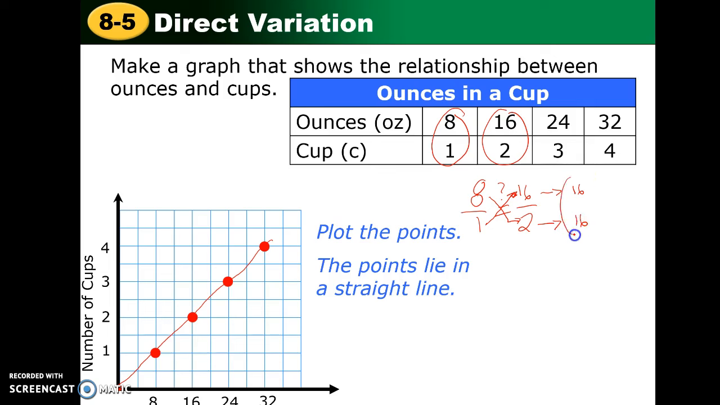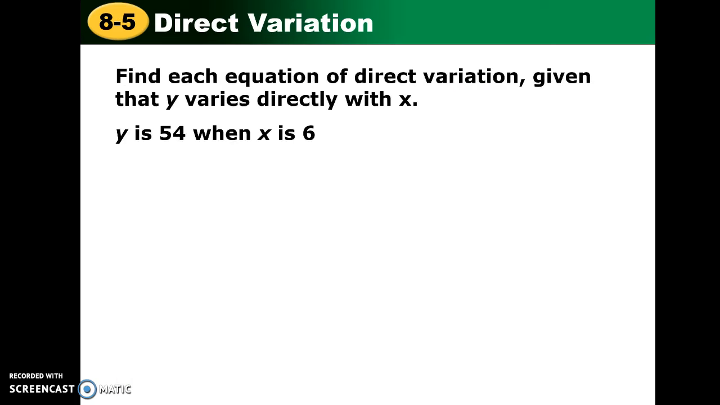If these are equal, they're proportional, and it is direct variation. If they're not equal, it is not direct variation. Since these are proportional, it is direct variation. So that's the third way to figure out if a function or a table of values is in direct variation. And lastly, we have this.